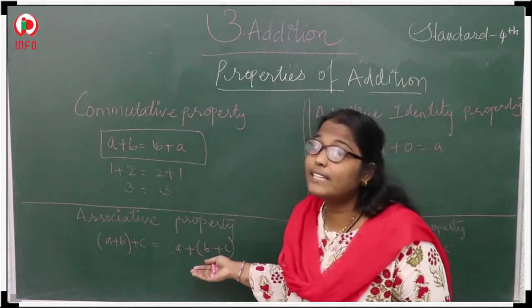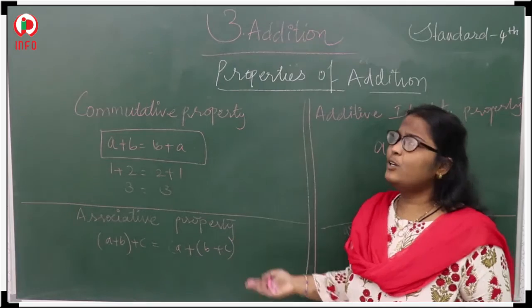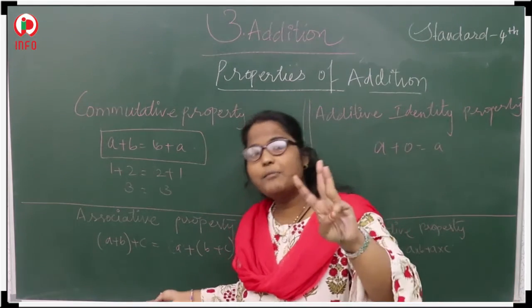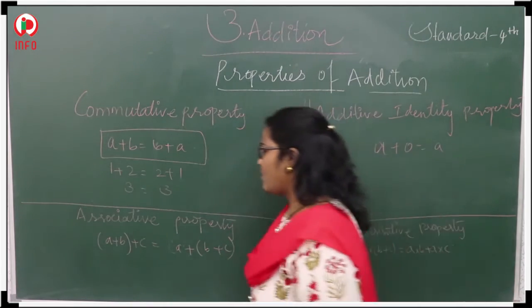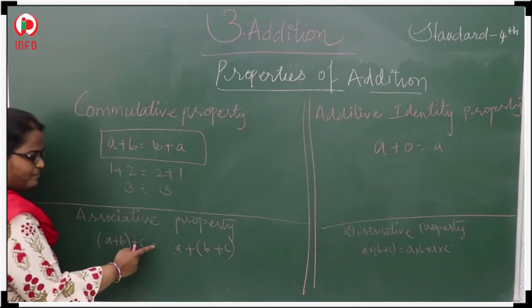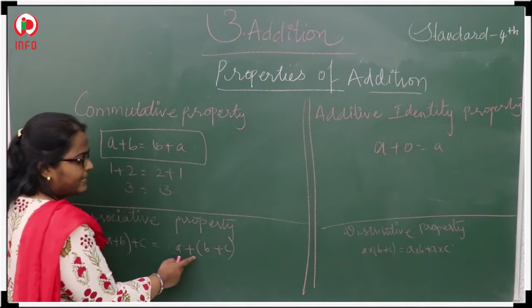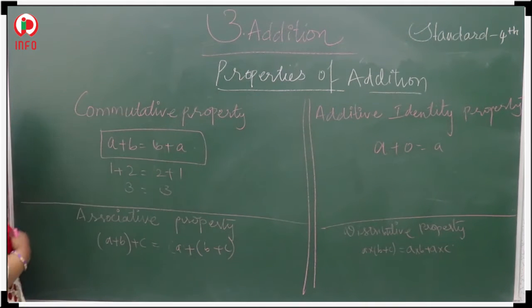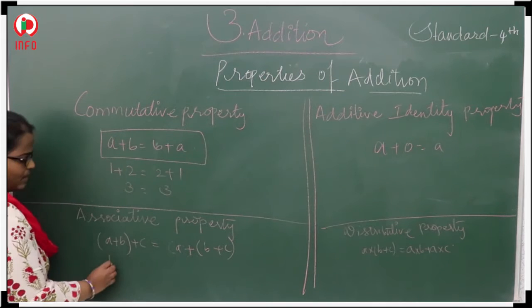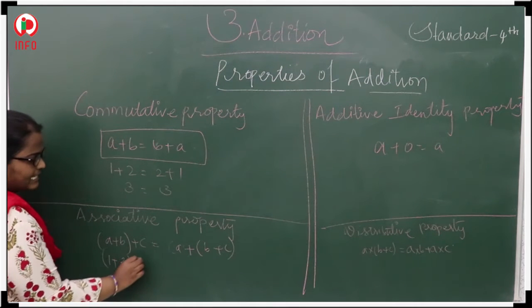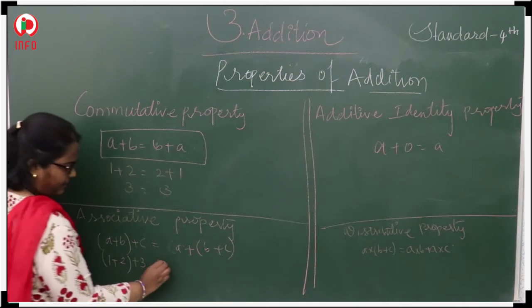Now we are adding more than 2 numbers. Here we were adding only 2 numbers. Now we'll add 3 numbers. The thing is (a plus b) plus c is equal to a plus (b plus c). We'll go with the values of a, b, c. I'll take a as 1, b as 2, c as 3.